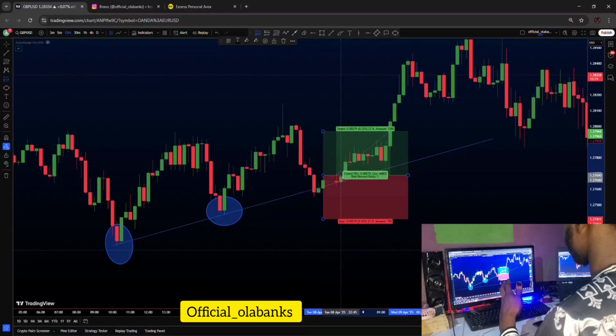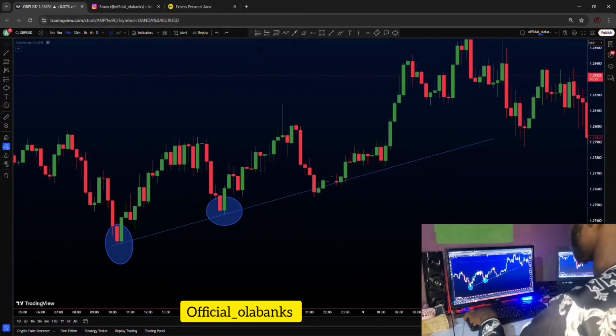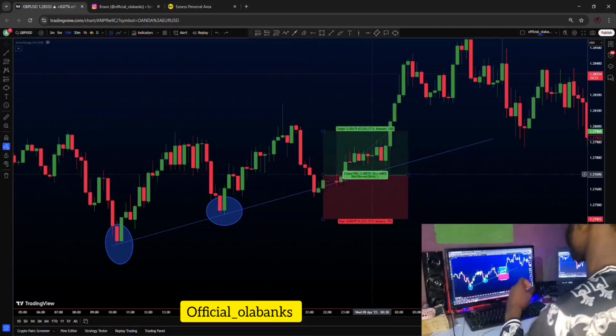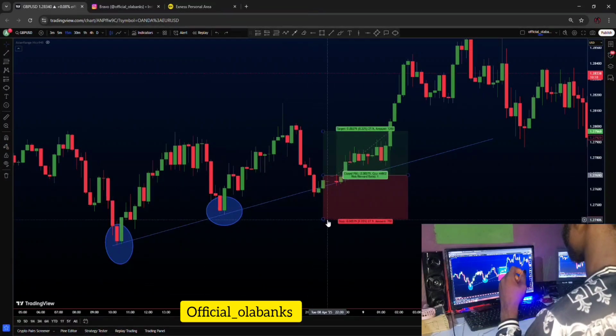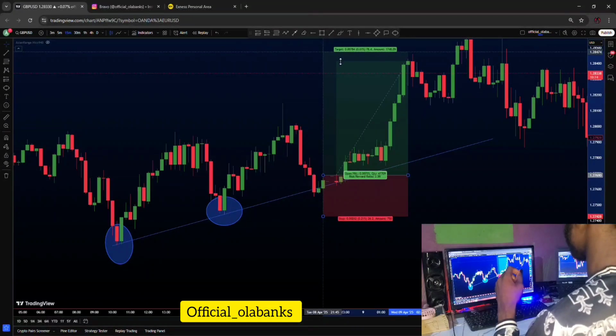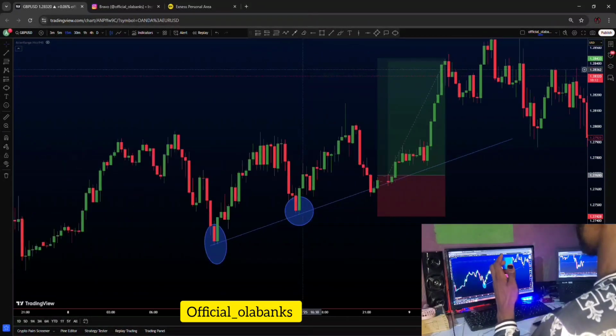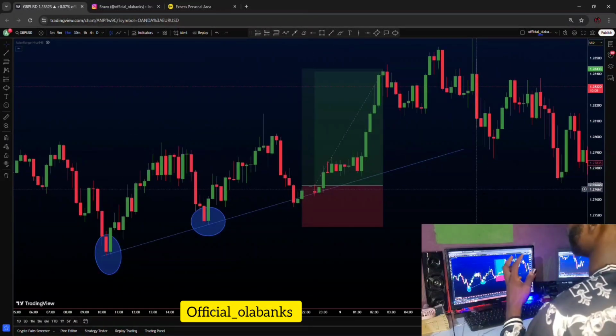So just like that, you come here, your stop loss just slightly below this low, and target anything. You'll be expecting the price to create a higher high. And that's how you get to catch a trade.